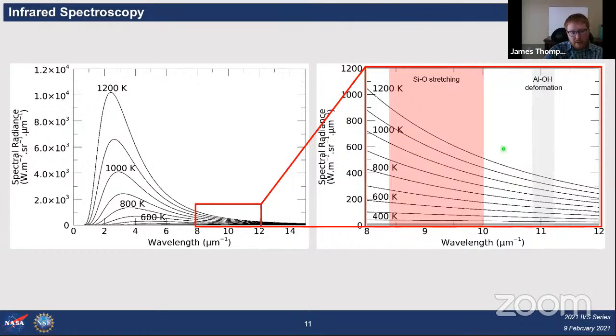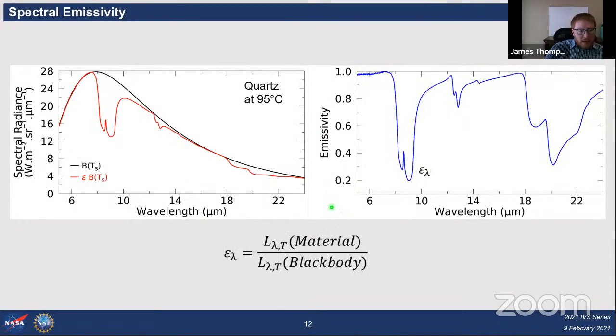And also there's a strong SiO stretching band region, and also an aluminum hydroxide deformation region, so we can get more diagnostic information about the various composition changes within this region of the various surfaces that I wanted to look at.